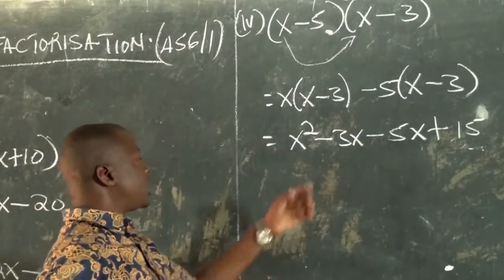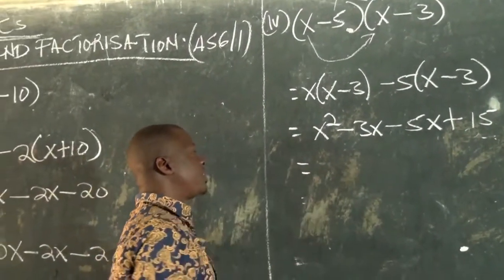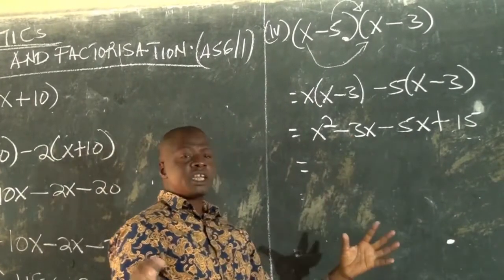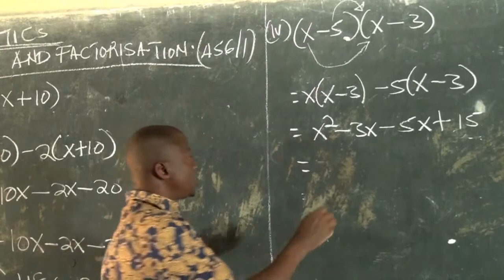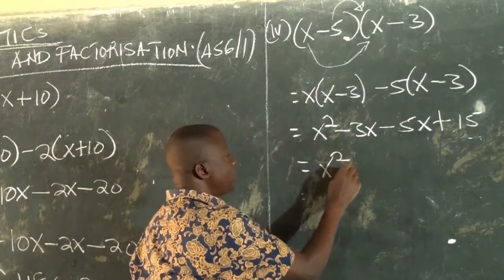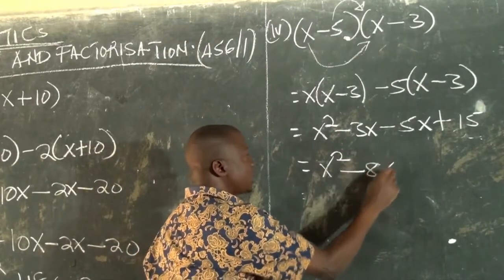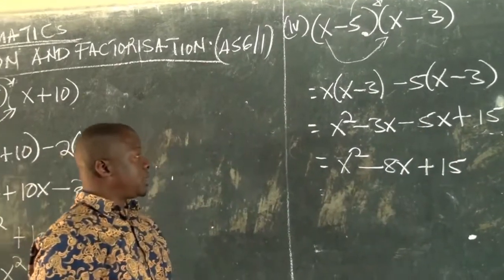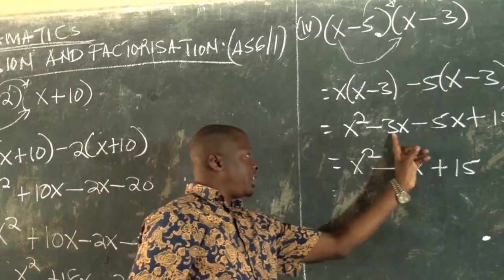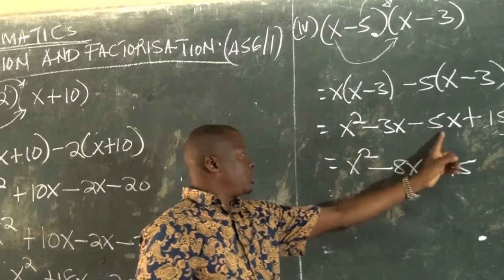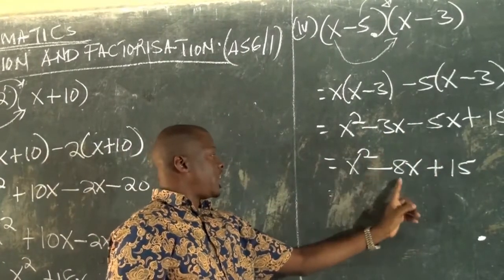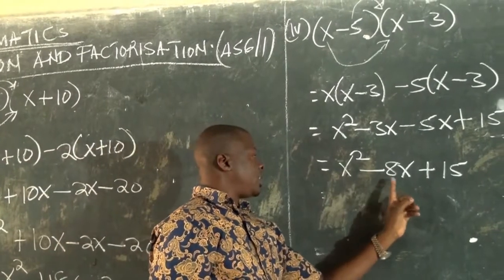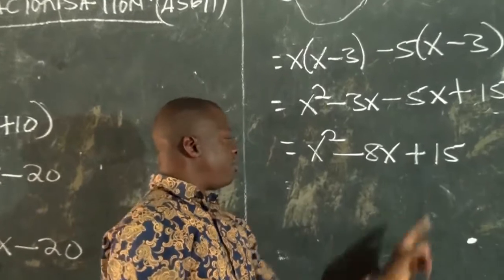We collect like terms, or we simplify further. We have negative 3x and negative 5x, so those accumulate. So this gives x squared minus 8x plus 15. You should note this: we have 3 and 5, so it is going to accumulate to 8. So our answer is x squared minus 8x plus 15.